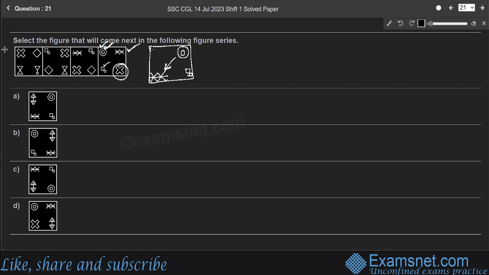So look at the options. So in the top left corner, so new element is these two arrow marks, right? These two arrow marks. This will be the new element, right? Therefore, option A is the right answer, which is the fifth figure in the given series, according to these rules, right? Option A is the right answer.